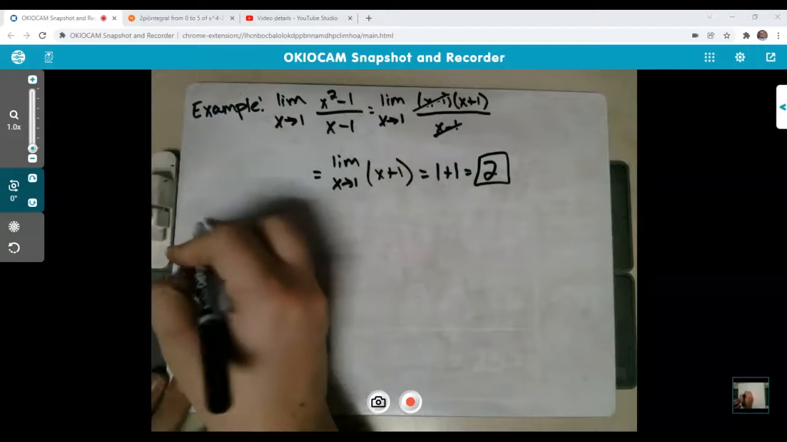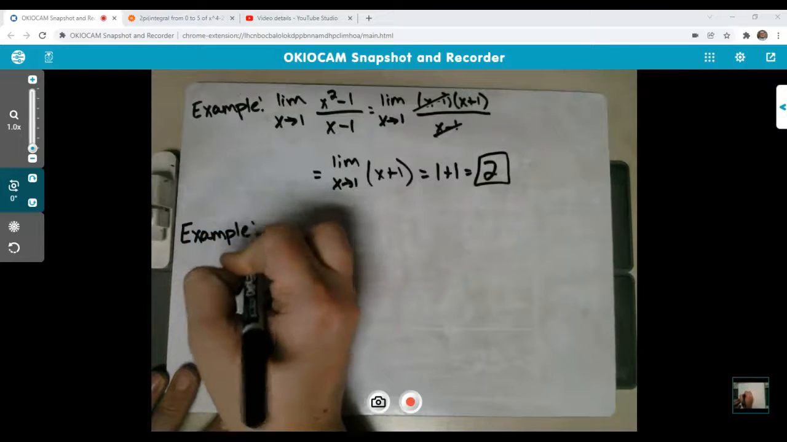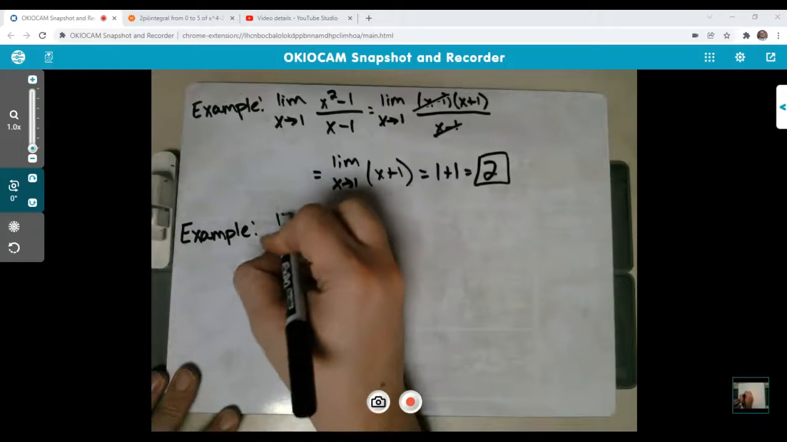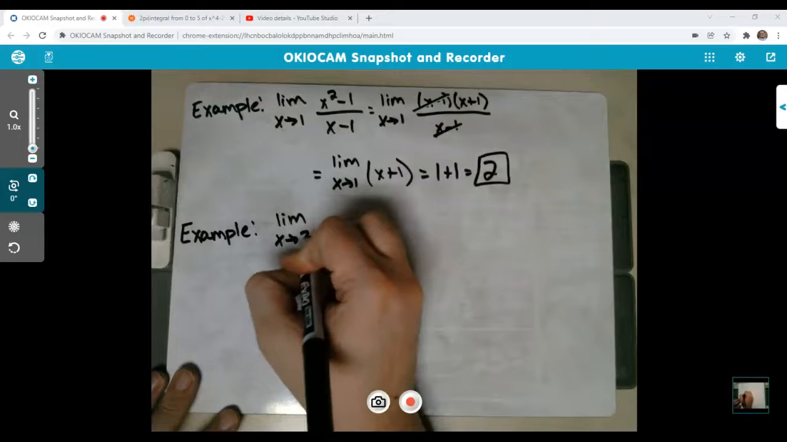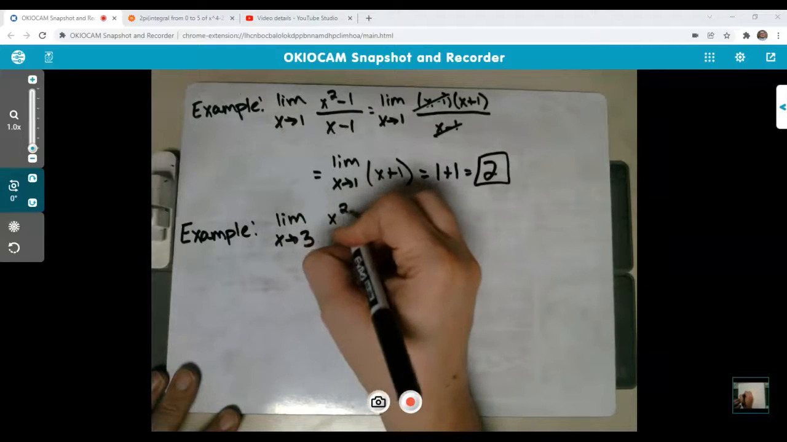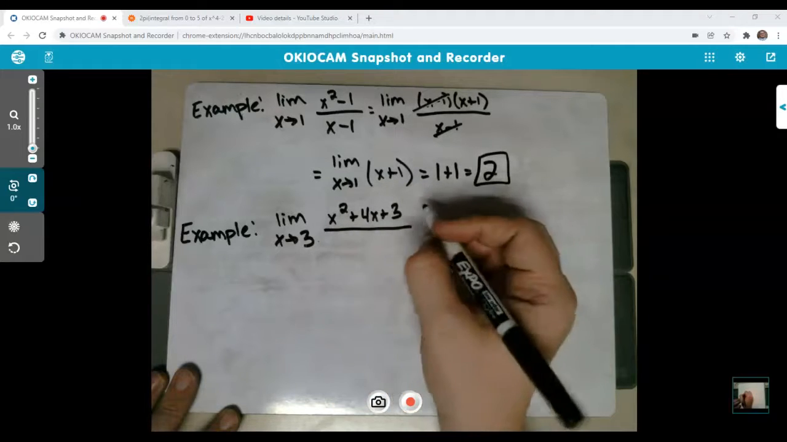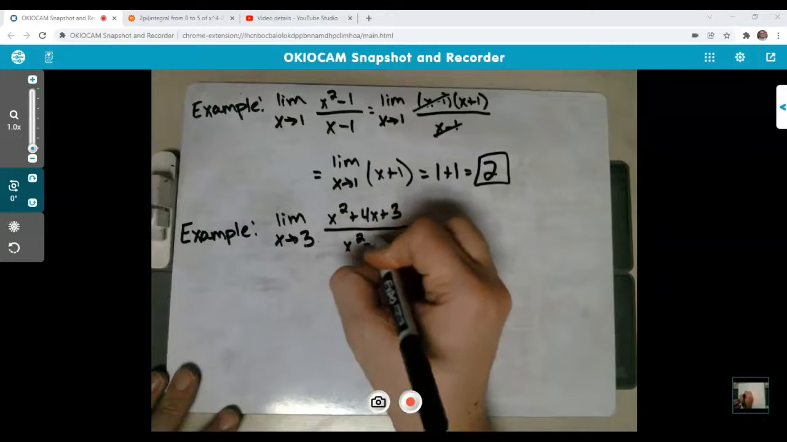Let's look at another example of that. Let's do the limit as x approaches 3 of x squared plus 4x plus 3 over x squared minus 9.